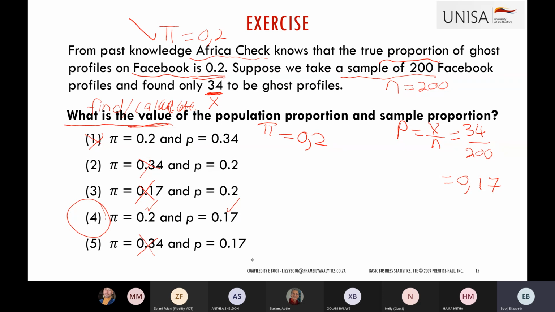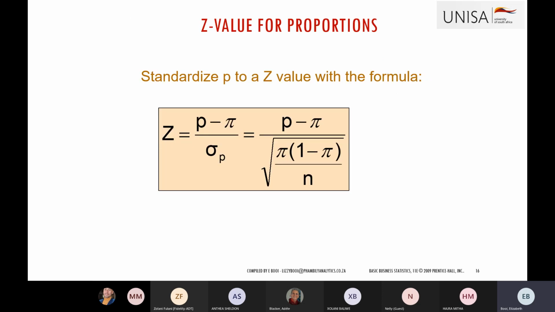But also we need to find the probability. So finding the probability, like we did with the mean, we use the z-score. If the sample proportion is not given to you as a percentage or as a decimal, they will give you the observations satisfying that and the sample size, and you can calculate your p. Remember that if it's not given, they will give you x divided by n, and you can calculate your p.